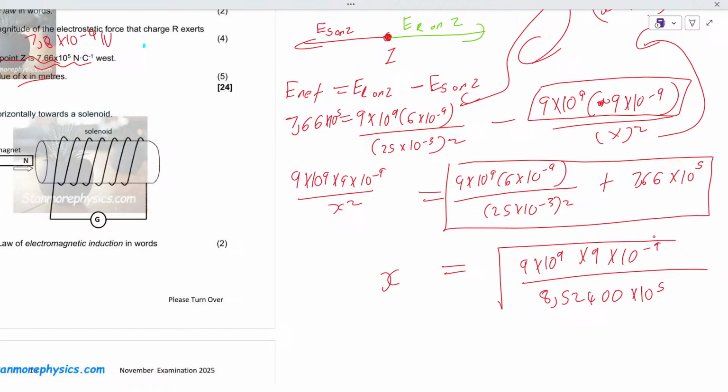No, I skipped a lot of steps, but I just want to calculate the answer to 2 decimal places. You got x equals 9.5, 9.50 times 10 to the power minus 5.